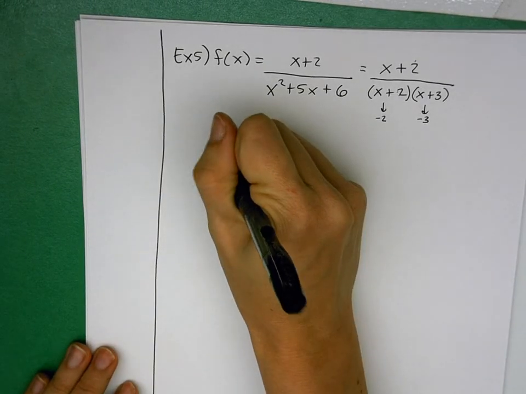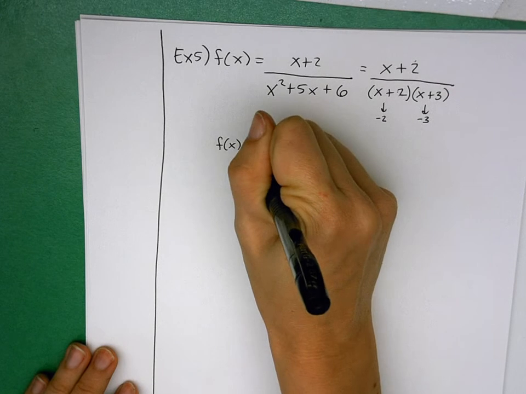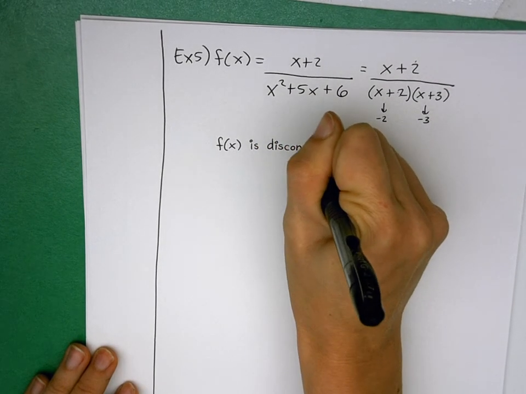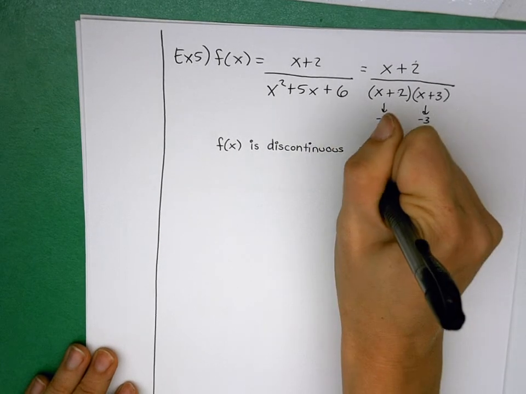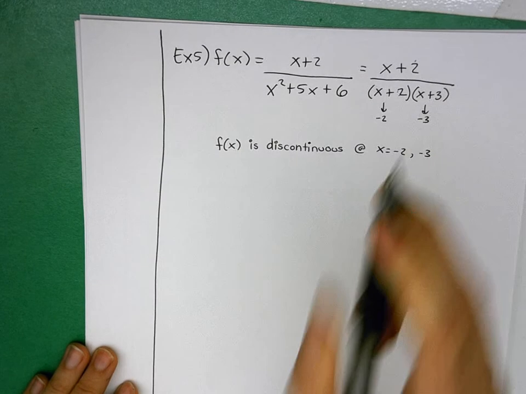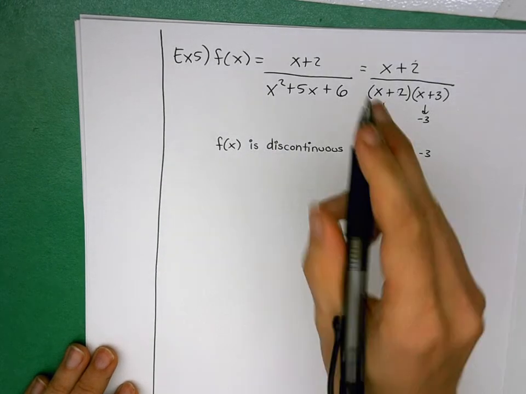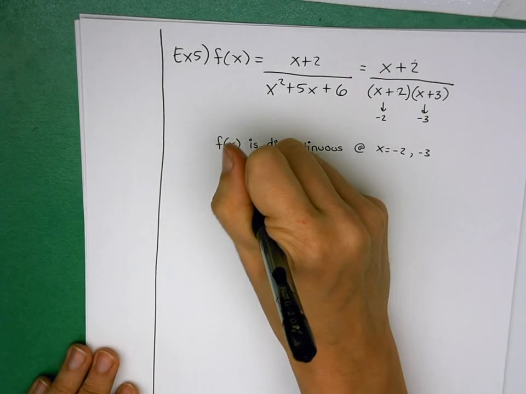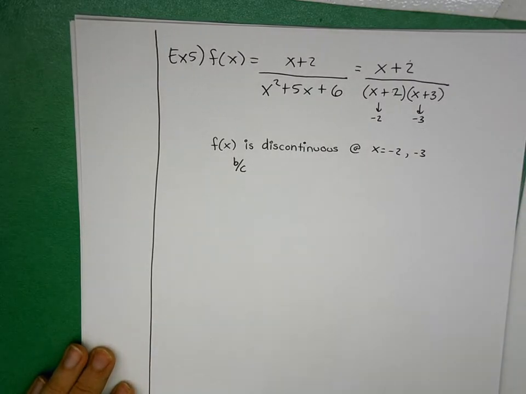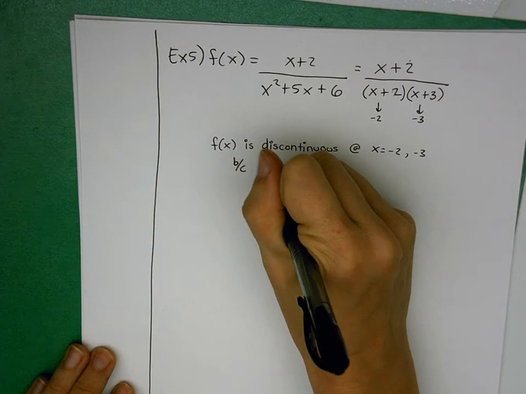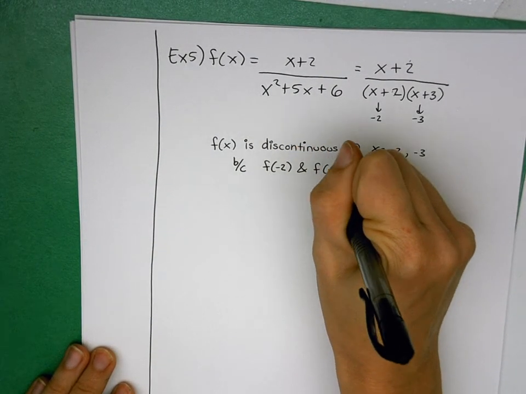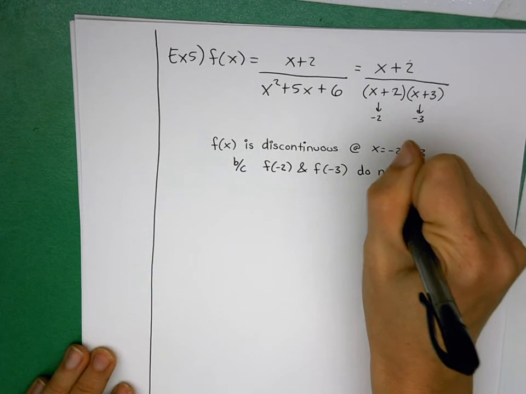So f of x is discontinuous at x equals -2 and -3. So stated that it's discontinuous, stated where, and then why. So you have to articulate which criteria did I break. In this case, it's the first one. The point doesn't exist. f of -2 and f of -3 do not exist.